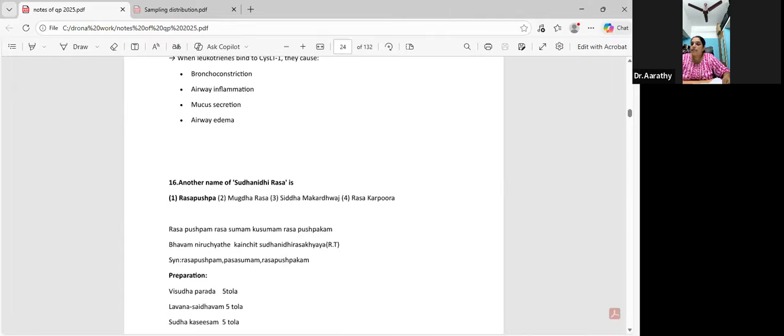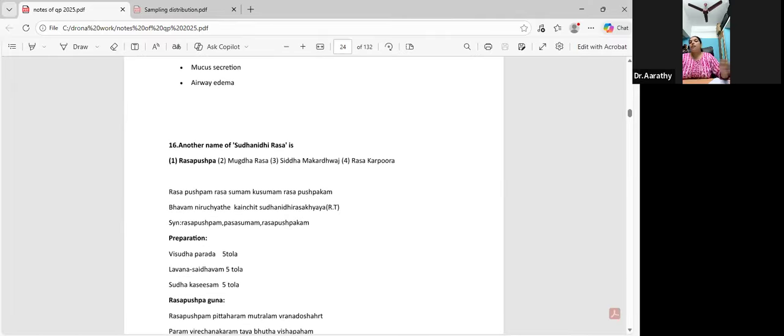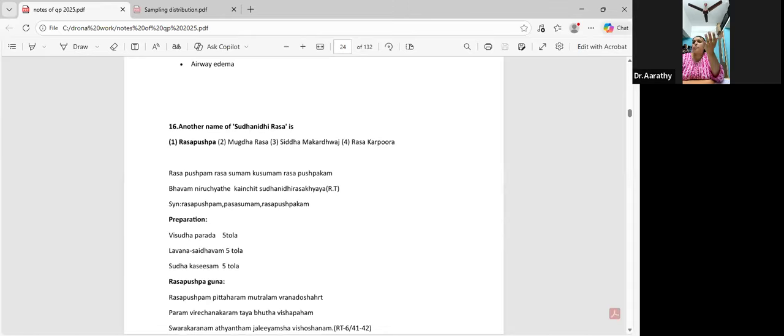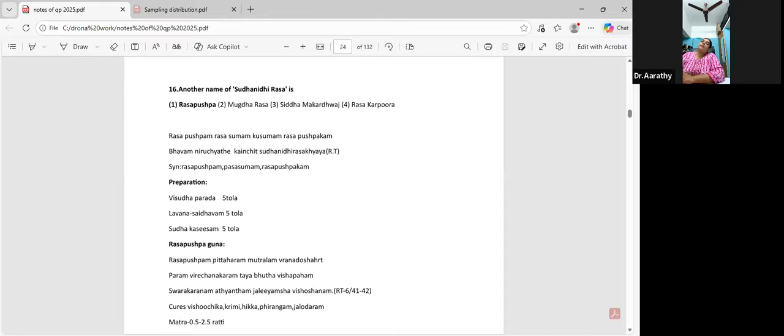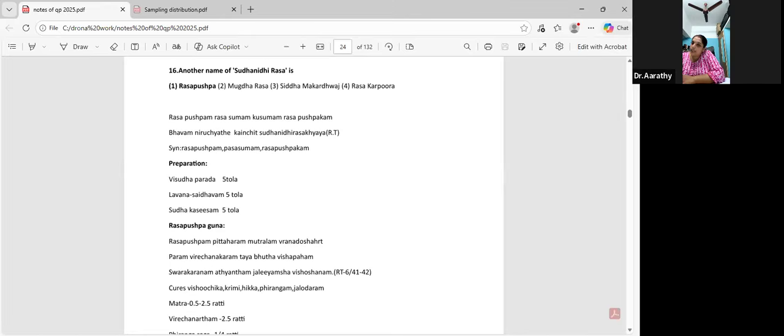Okay, airway clearance happens. Now, the next question: another name of Sudhanidhi Rasa is Rasa Pushpam, Mugdha Rasa, Siddha Makaradhwaj, and Rasa Karpura. The name is Rasa Pushpam. So, Rasa Pushpam, Rasa Sumam, Kusumam, Rasa Pushpagam, all these are synonyms of Sudhanidhi Rasa. Then preparation: Vishuddha Bharata, Lavana, that is Saindhava Lavana, and Shuddha Kasisa, all taken 5 tola each. The preparation is done with Vishuddha Bharata, Saindhava Lavana, and Shuddha Kasisam taken 5 tola each.